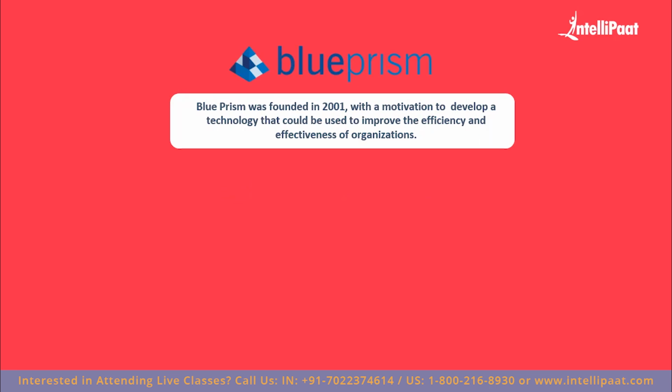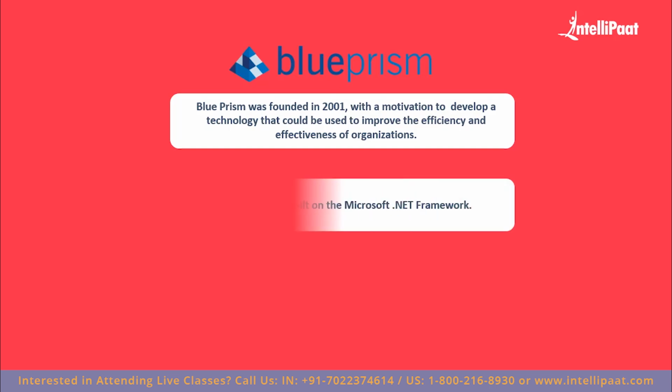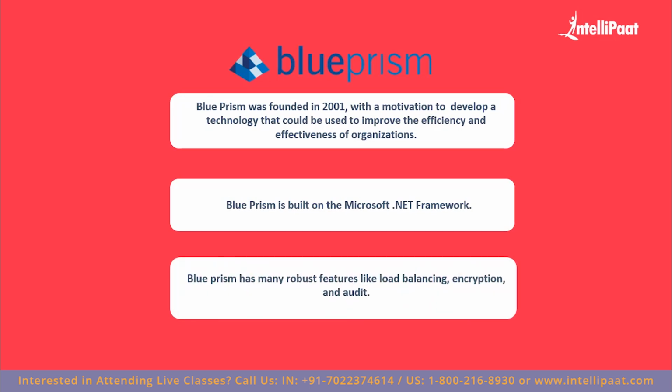Now Blue Prism was founded in 2001 with a motivation to develop a technology that could be used to improve the efficiency as well as effectiveness of organizations. It is built on the Microsoft .NET framework, as we discussed that many RPA tools have this feature that they are built on the .NET framework. Blue Prism has many robust features like load balancing, encryption, audit, and many others. There are a lot of features, and this is a very reliable tool which works very well.